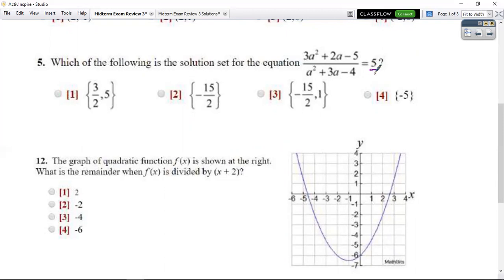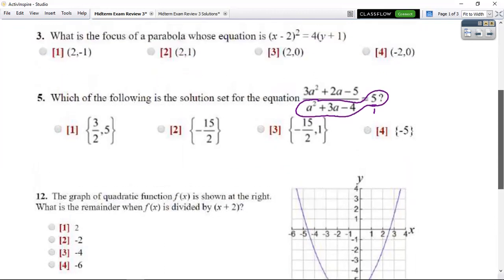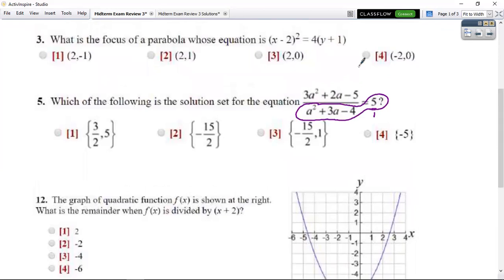I'm going to go over 1 and cross multiply. So I'm going to take this trinomial and multiply it through by the 5. I'm looking for some space. This is going to take up some. So we have on the left the 3a squared plus 2a minus 5 equal to 5a squared plus 15a minus 20. And this is similar to one that you did yesterday.